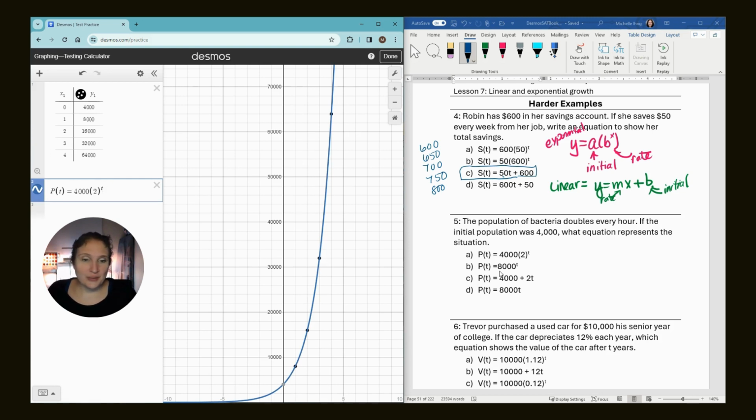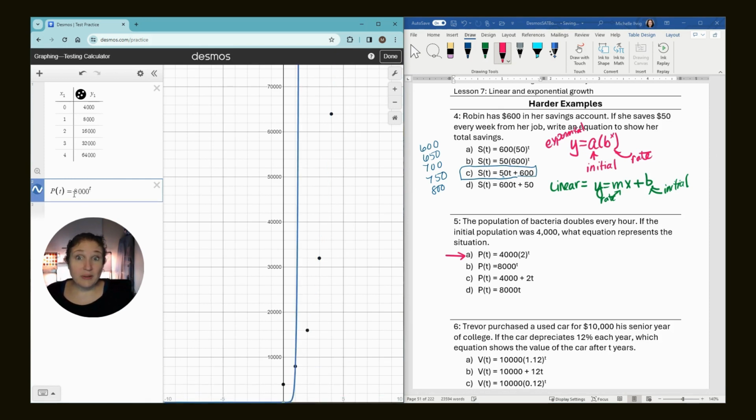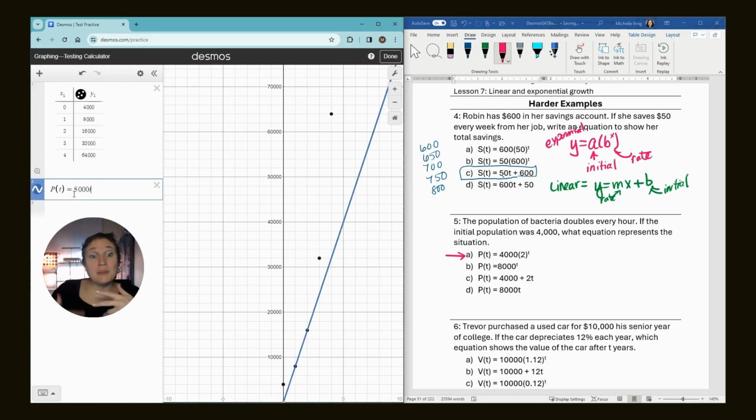Let me show you. So we know it's going to be choice A. Let's mark it down so we don't forget. But let me show you why it's not the other ones. I've got 8,000t. Nope, it goes through one of the points, but not all of them. I've got 4,000 plus 2t. Nope. And then I've got 8,000t. And again, it goes through two of them, but not all of them. So choice A is correct.